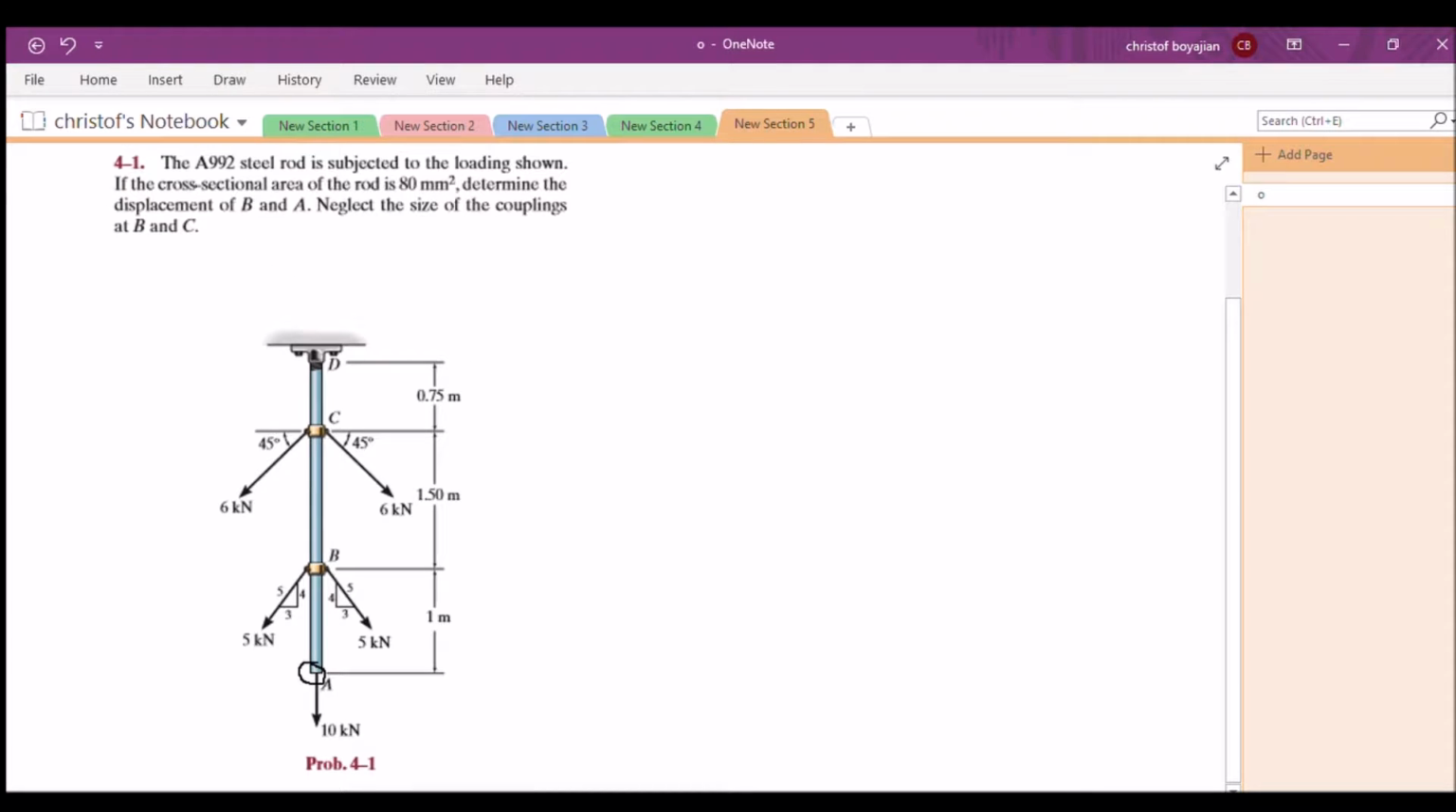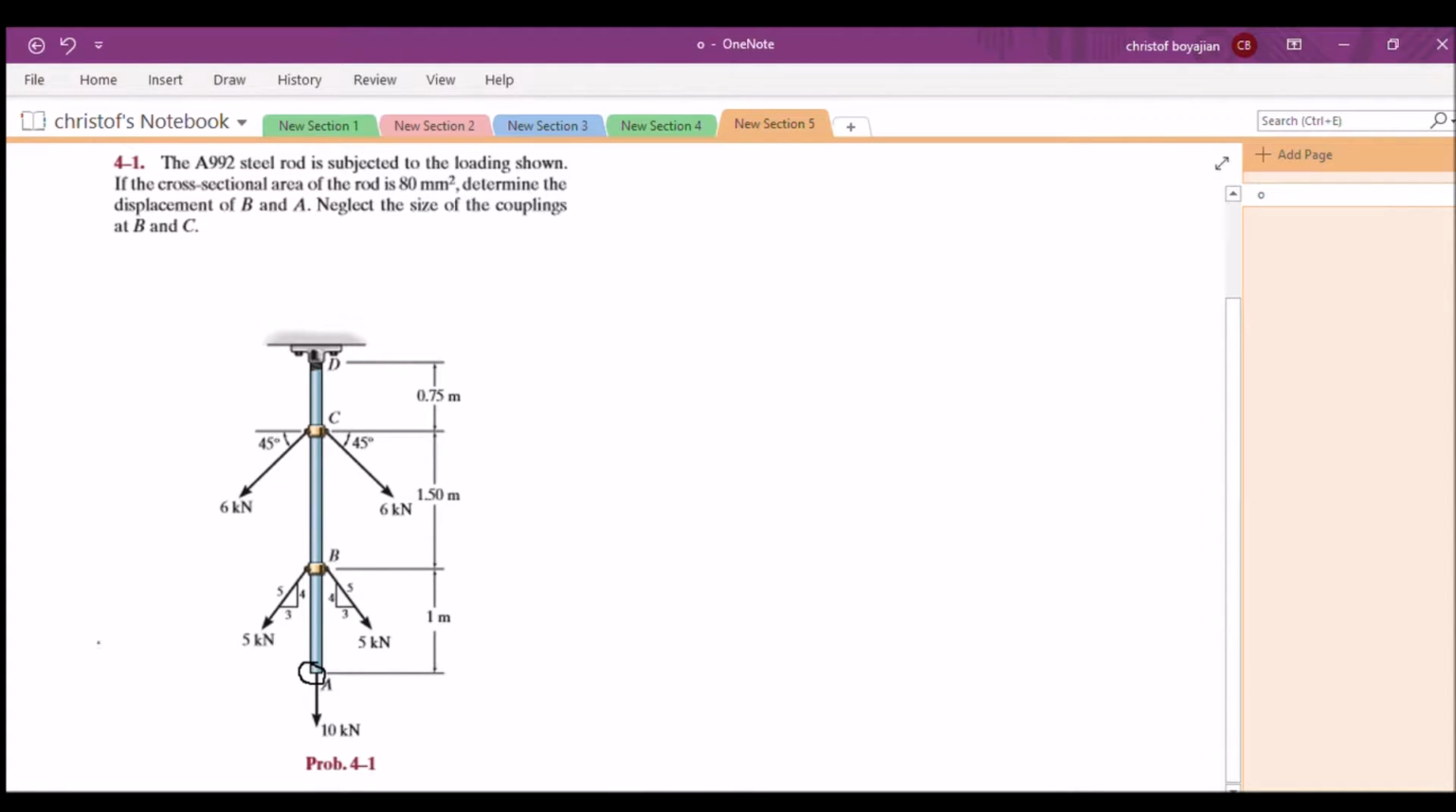Problem statement is given. The A992 steel rod is subjected to the loading shown. If the cross-sectional area of the rod is 80 millimeters squared, determine the displacement of B and A. Neglect the size of the couplings at B and C.